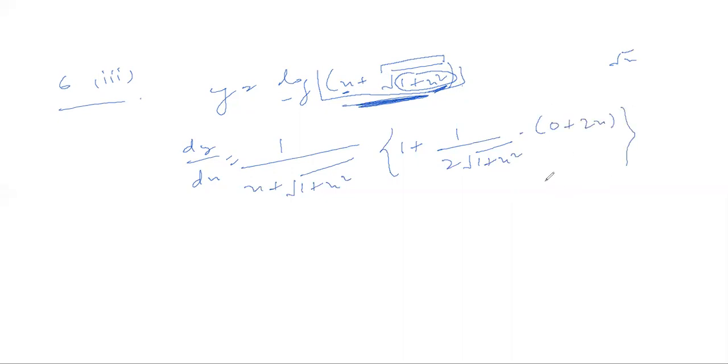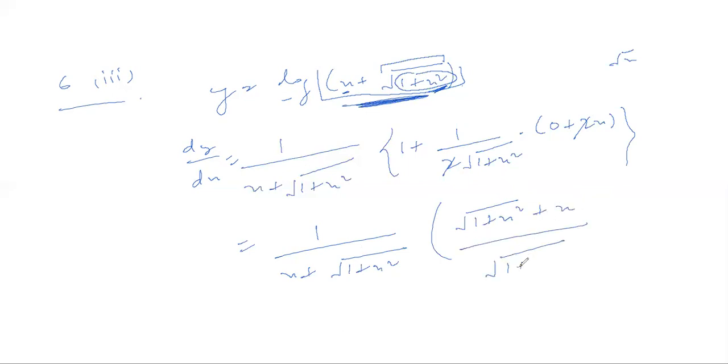So it will be its complete differential, and this 2 will be cancelled by this. So we got 1 upon x plus under root 1 plus x square, multiplied by under root 1 plus x square plus x upon under root 1 plus x square. So this part will be cancelled by this, and it will be equal to 1 upon under root 1 plus x square.